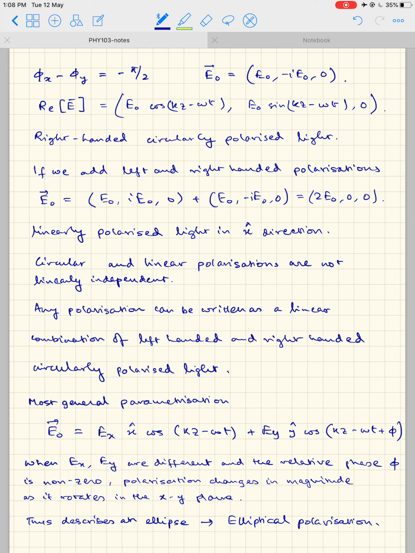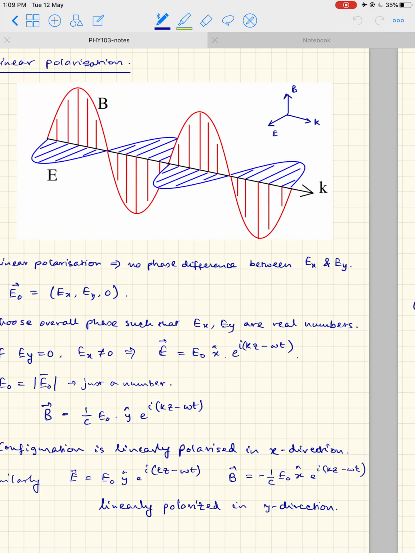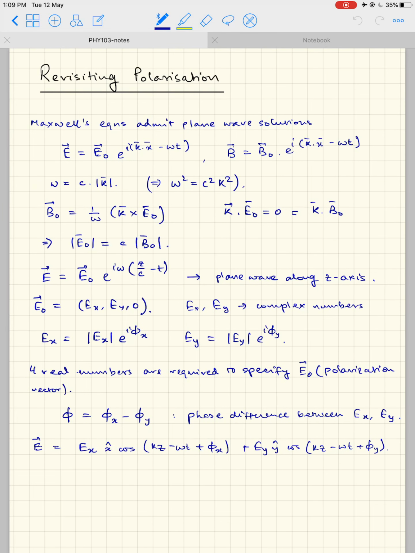So that's what I wanted to do in this short lecture, because I thought that the previous discussion on polarization that we had was a little hurried, and I was not able to give you much detail. But I hope this is clear now.